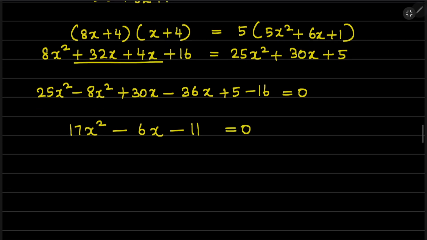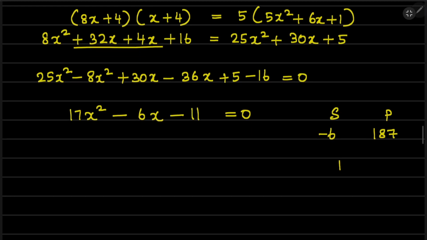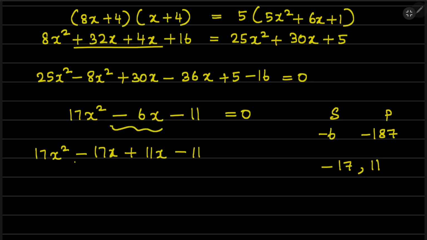Right? Again, let's do the middle term splitting. The sum and the product. Sum is minus 6. Product is nothing but 187. Okay, so find the two numbers. It's 17 and 11 itself, because if you add a negative sign to 17, minus 17 plus 11 is minus 6, and the product will be, here you have a minus 187. So let's do it. 17x square minus 17x plus 11x minus 11. So you have split the middle term.